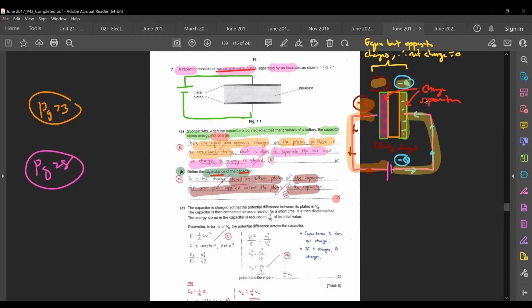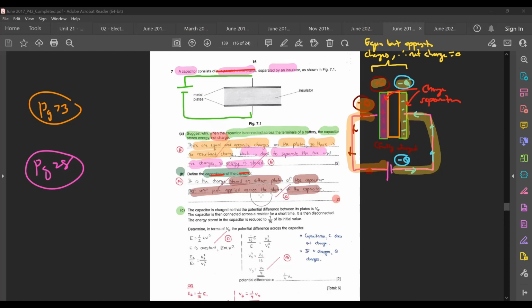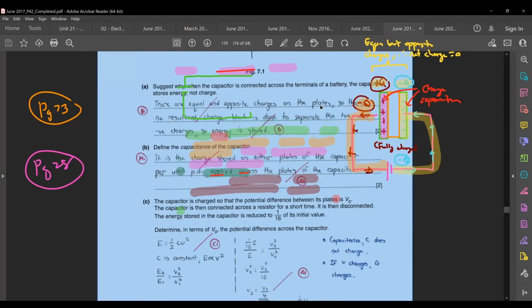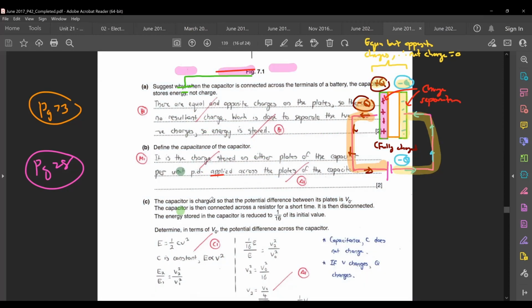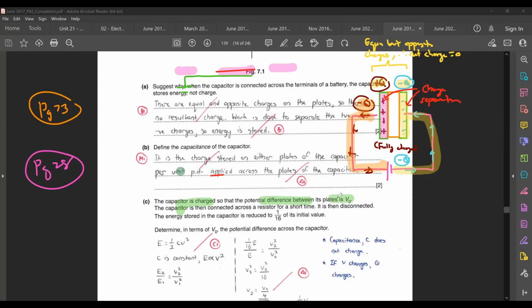And then another thing that you can do is part C. Now in part C, your capacitor is, okay, maybe I should just zoom in. Okay, now for part C, your capacitor is charged so that the potential difference between its plates is V naught. That capacitor is then connected across a resistor for a short time. It is then disconnected. The energy stored in the capacitor is reduced to 1/16 of its original value. From here, determine in terms of V naught the potential difference across your capacitor now.